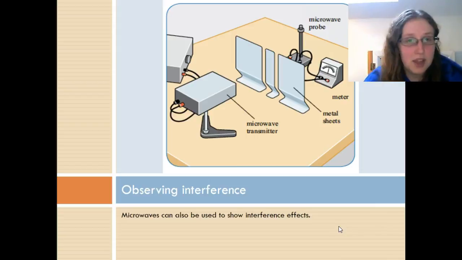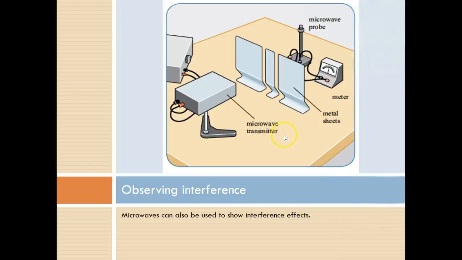I could do the same thing with a microwave probe. So if I've got a microwave transmitter, I can use some metal sheets to create some gaps so that I've got two sources, and then I've got my microwave receiver at the end. And if I move my microwave receiver from one side to the other, so sort of along this line here, I'd find it goes through peaks and troughs, so maxima and minima, just as before.